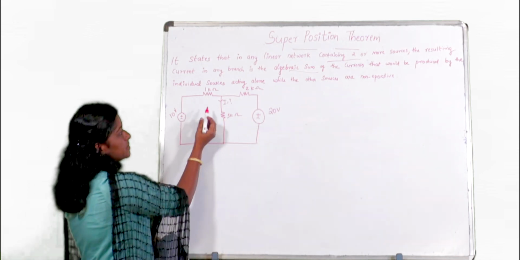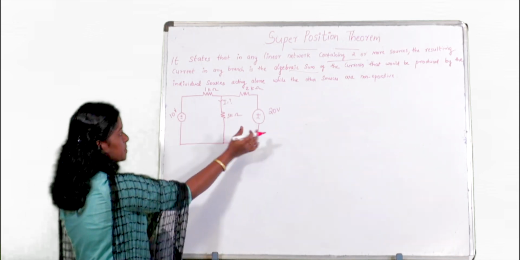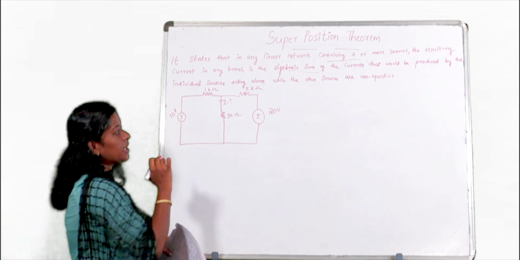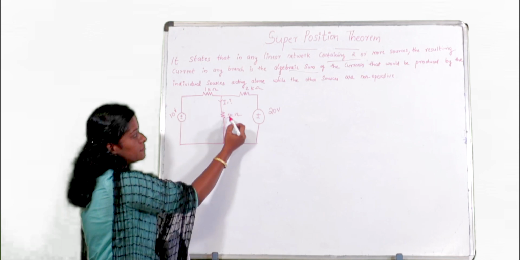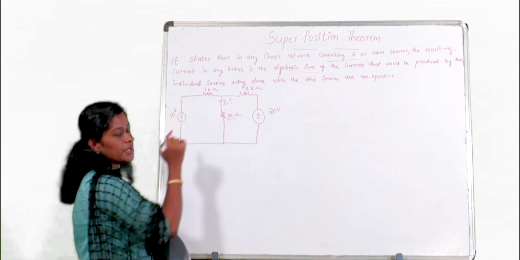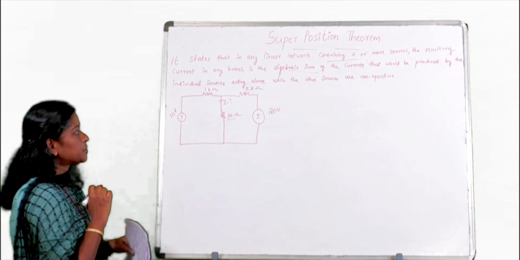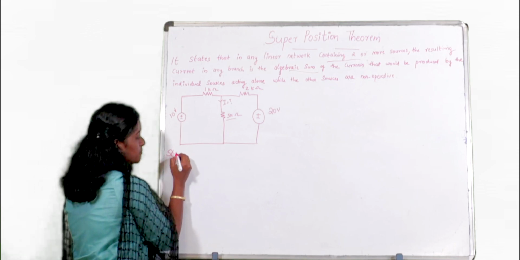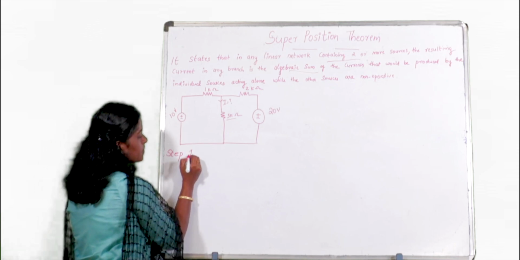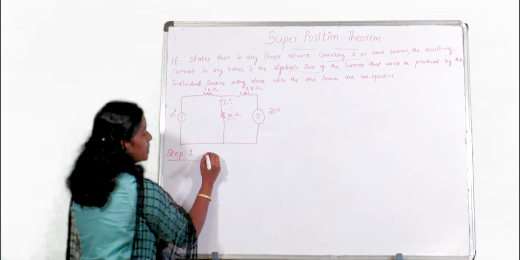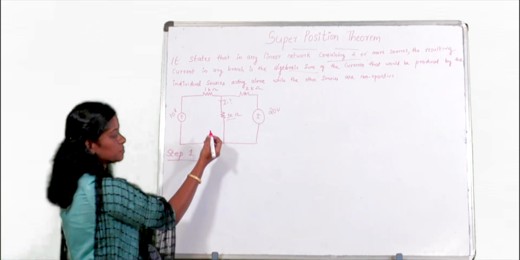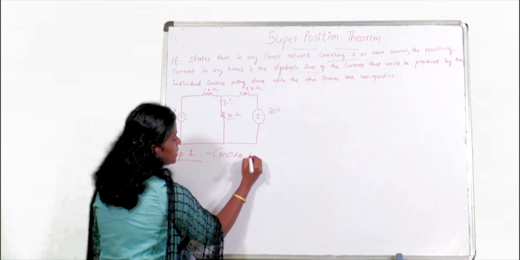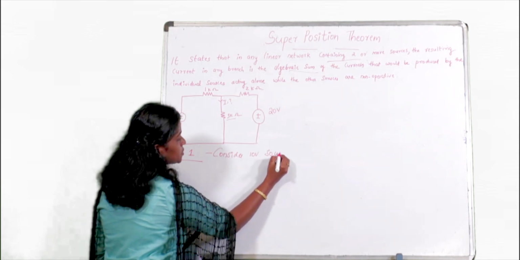Here we have two voltage sources, the first is 10 volt and the second is 20 volt. I want to find the current flowing through the 3 kilo ohm resistor by applying the superposition theorem. I will explain the first step. Step 1, by considering the 10 volt source.